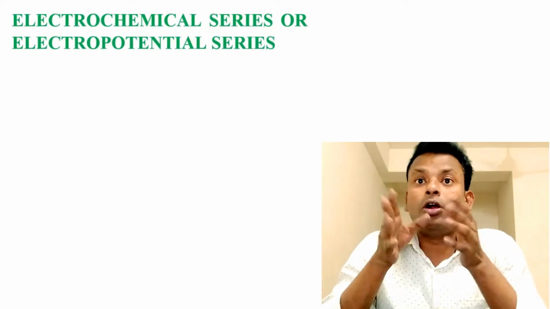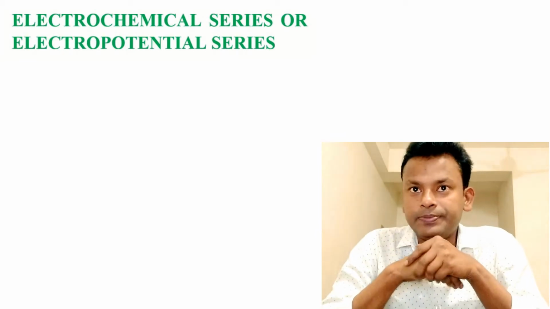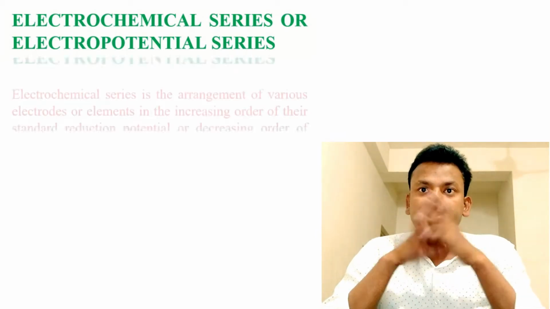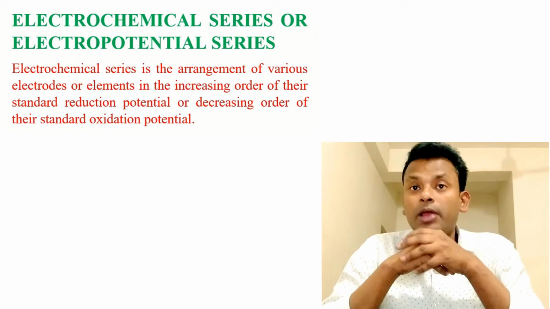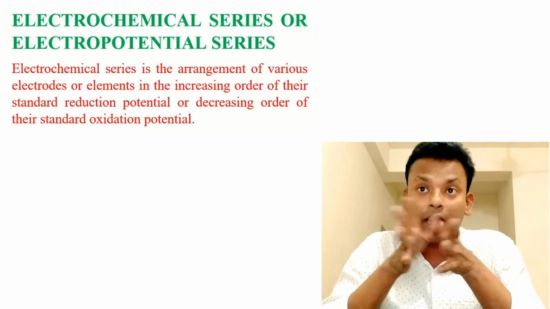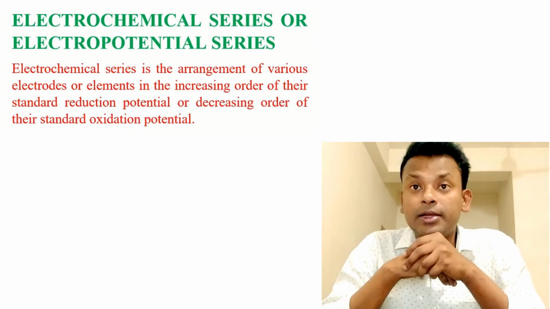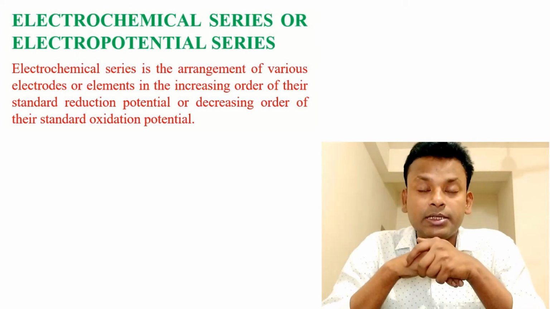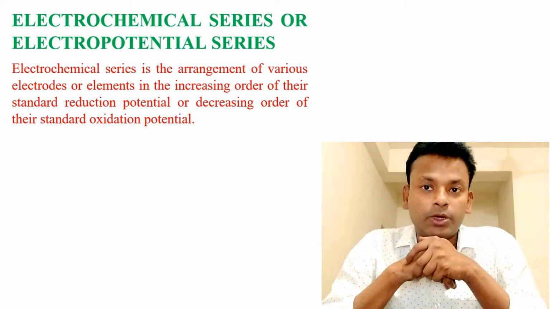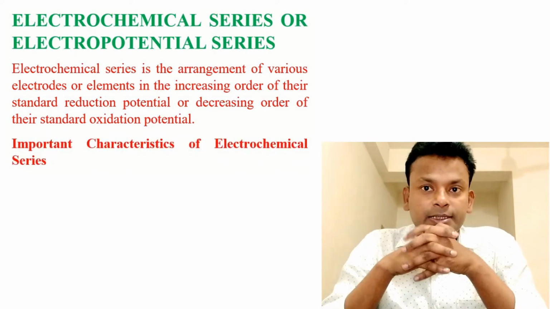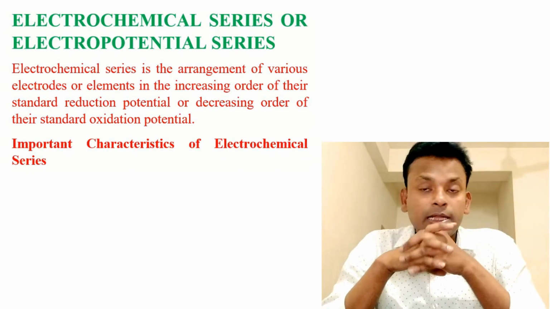Electrochemical series or electropotential series. Electrochemical series is the arrangement of various electrodes of elements in the increasing order of their standard reduction potential or decreasing order of their standard oxidation potential. Important characteristics of electrochemical series.